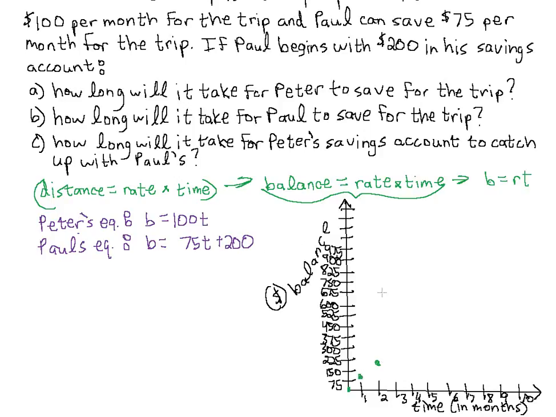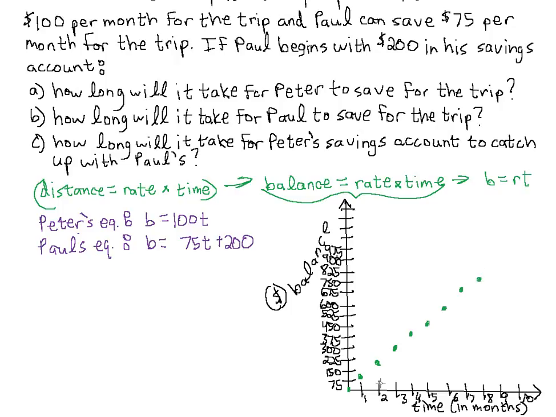And we're going to make this straight as possible. 3 months, he's at $300. At 4 months, he's at $400. At 5 months, he's at $500. Just somewhere right about there. 600. He's at 600 at 6 months. At 7 months, he's at 700. At 8 months, he's at 800. And you kind of get the picture.